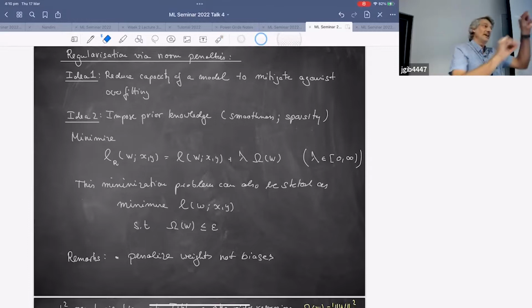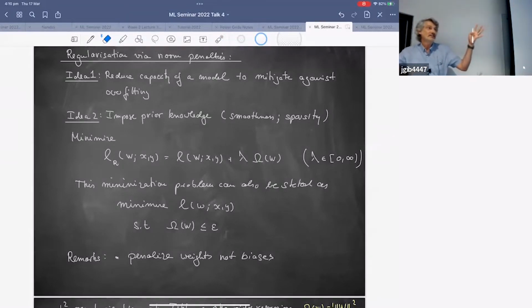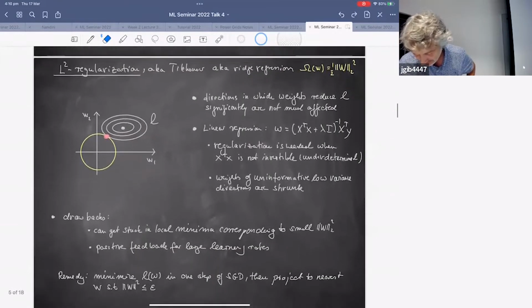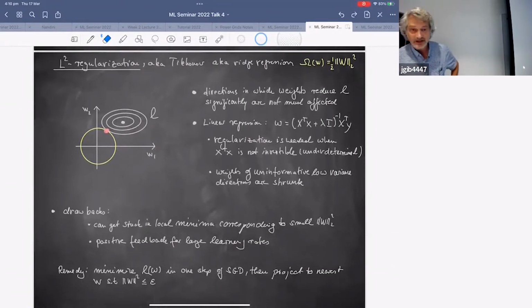So you need many more data to explore all the different possibilities. So you would need more data to fit the weights than to fit the biases. So that's why typically you only penalize the weights.